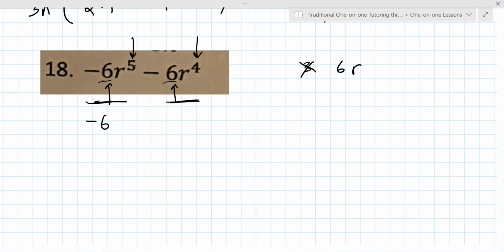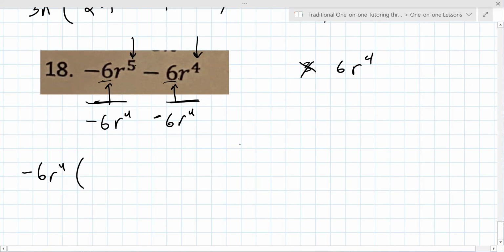No, the smaller exponent, 5 or 4? 5 or 4, which is smaller? 4. So that's what we divide both of these by. You put that on the outside. And I'll just fill this in here. Okay, all right, so that takes care of that.